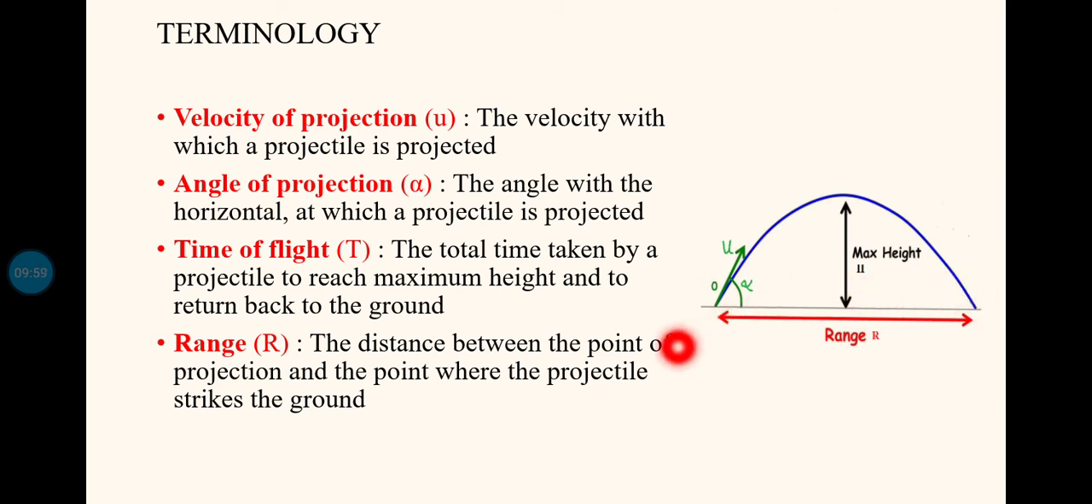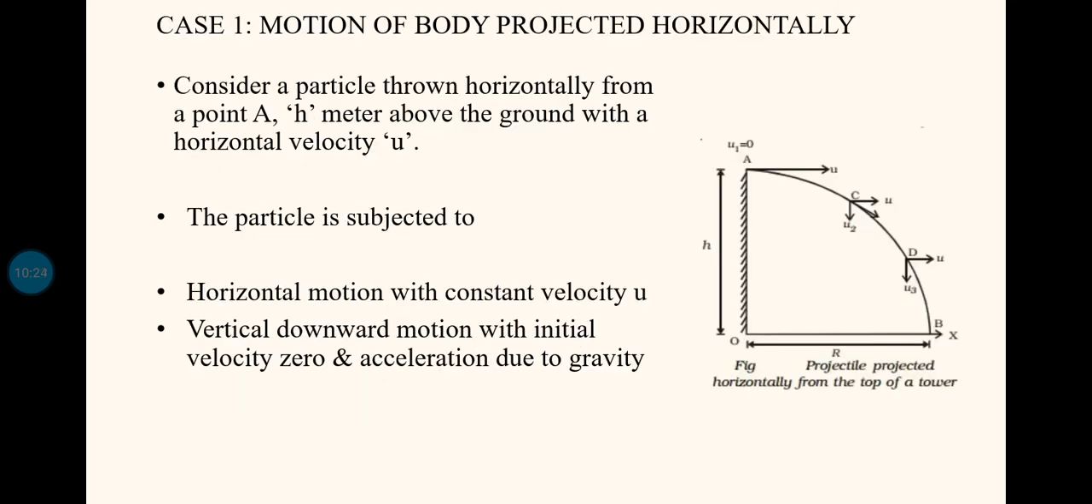And range is the distance between the point of projection and the point where the projectile strikes the ground. This is the point of projection, and finally the object is falling at this point. So this horizontal distance is known as the range R. And also one more thing is maximum height. This distance is the maximum height. Okay, so these are the important terminologies used in the field of projectile motion.